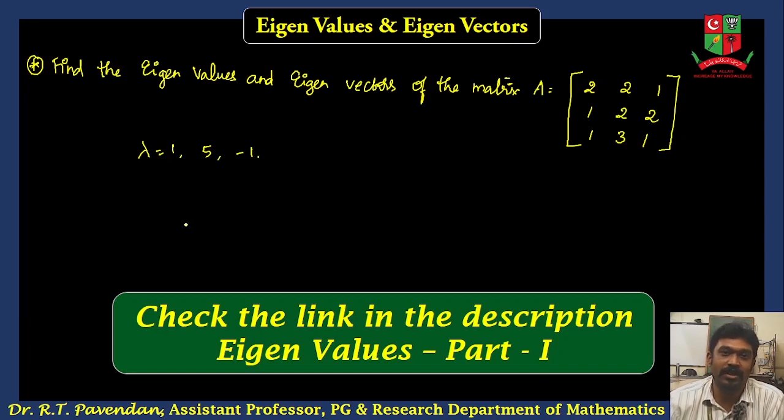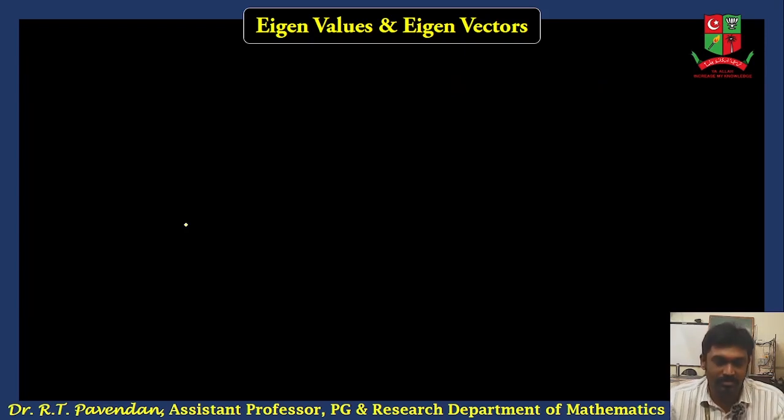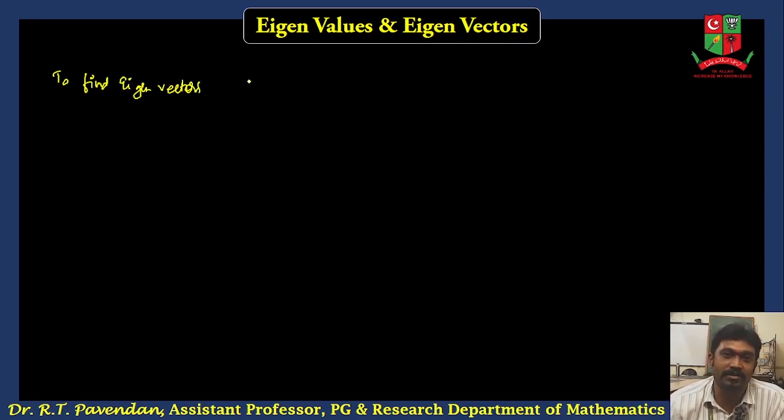So we have found the eigenvalues in the previous video. For those corresponding eigenvalues, we will find the eigenvectors in this video. Let us now start to find the eigenvectors. To find eigenvectors, we need the equation A minus lambda I times x is equal to 0.